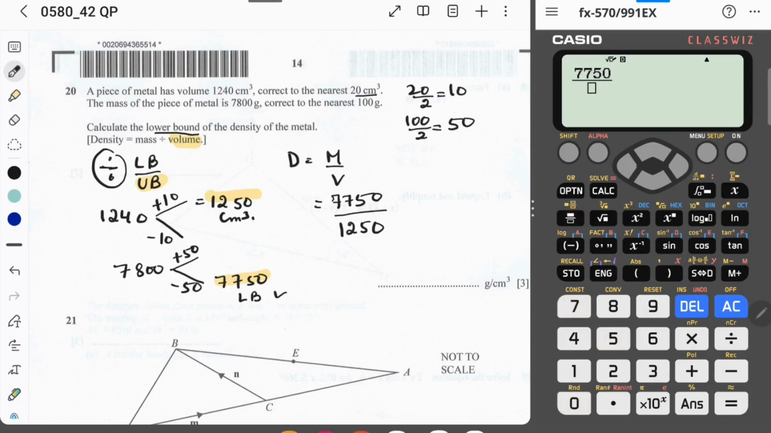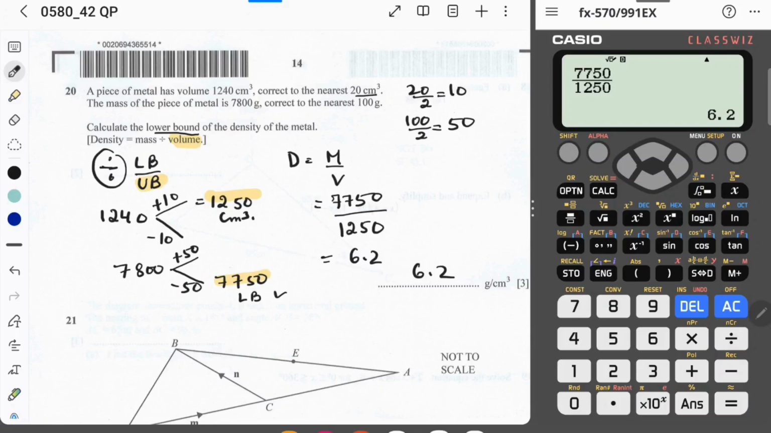7,750 divided by 1,250 equals 31/5 or 6.2. That is 6.2 grams per centimeter cube.